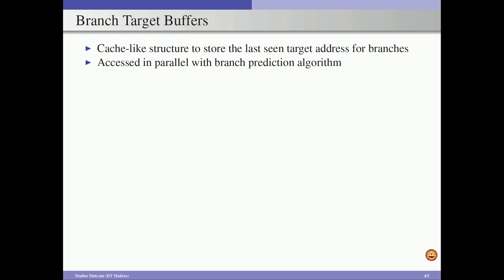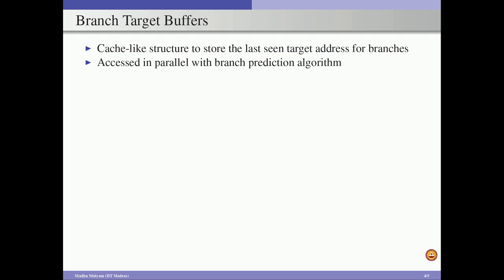We give the branch address as an input to the branch prediction logic. At the same time, we give this as an input to the cache like structure associated with the branch target buffer, so that we compute these two things simultaneously and we overlap the computation time. Finally, when the branch prediction mechanism makes a prediction that the branch is going to take place, then we will get the target address from the branch target buffer.